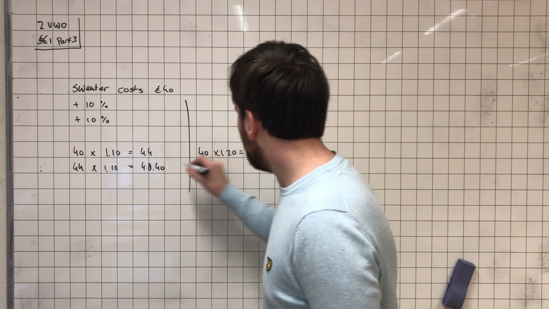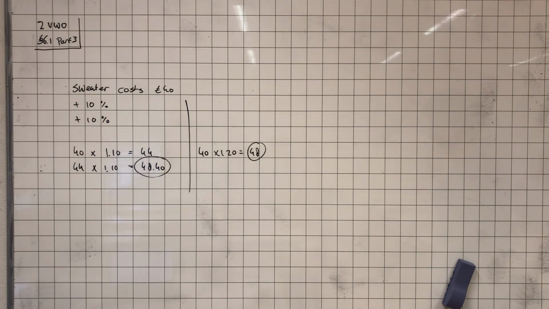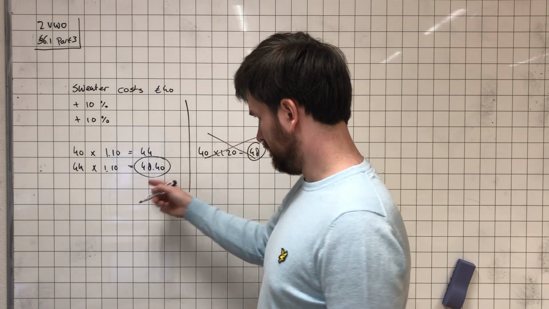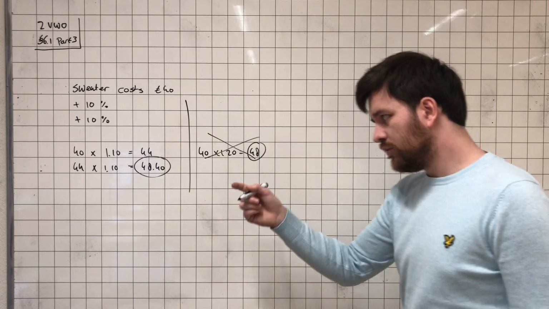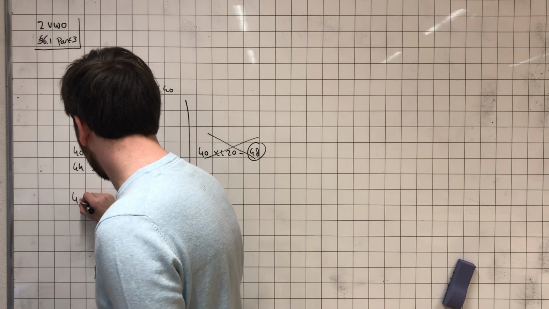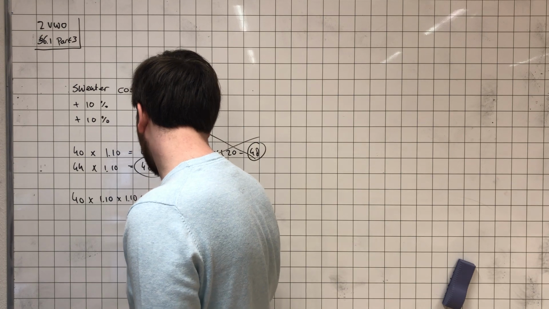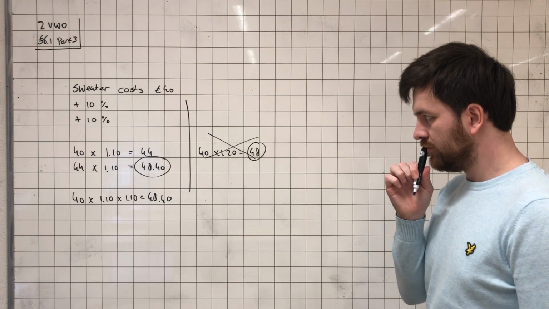And these answers are close, but close is not enough. We want these to be equal. So this is incorrect, and this is correct. Though it's a different way of doing this. We could have also said that this is 40 times 1.1 times 1.1, which is 48.4.